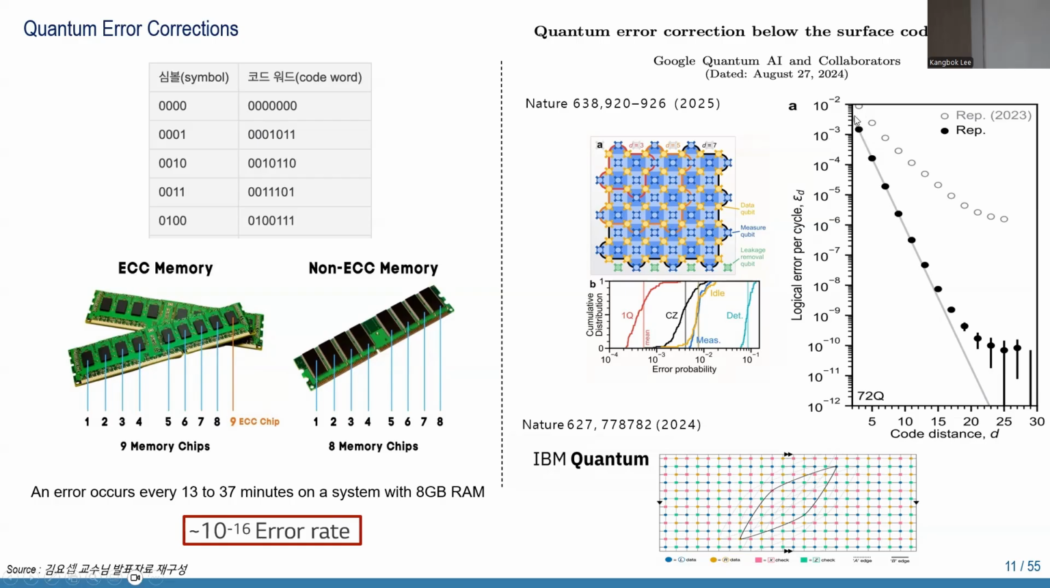But when you look at this figure, when you increase the code distance, this is very green, very promising. So what is code distance? This yellow, 1, 2, 3, 4, 5, 6, 7, 7 by 7. Google announced the 7 by 7. This is a whole logical qubit. So when increasing code distance, the error rate decreases. IBM also announced some error correction method.